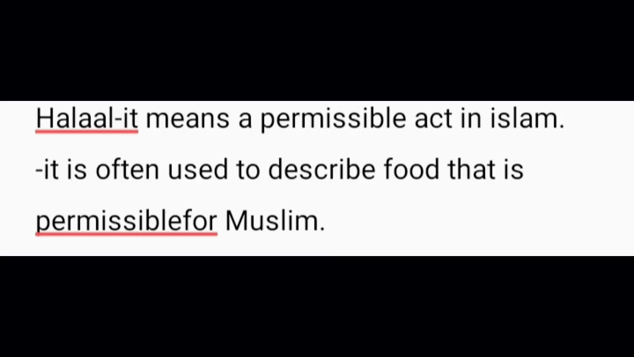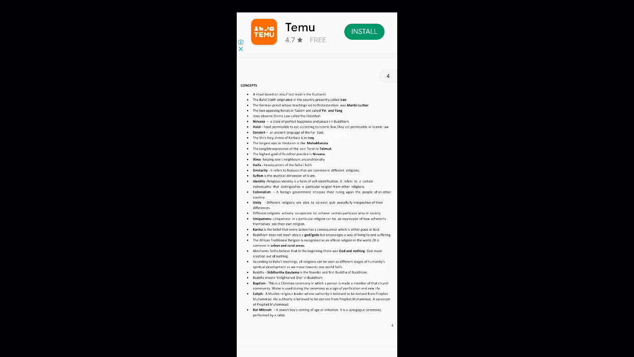Now we move to another concept that is important, halal. H-A-L-A-A-L, halal. Let us see what halal means. It means a permissible act in Islam. It is often used to describe food that is permissible for Muslims. That means halal is permissible food in Islam, often used to describe food that is permissible for Muslims. So that's what we are simply talking about when we talk about important concepts in religion studies.